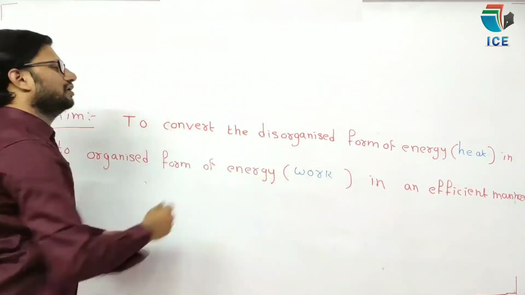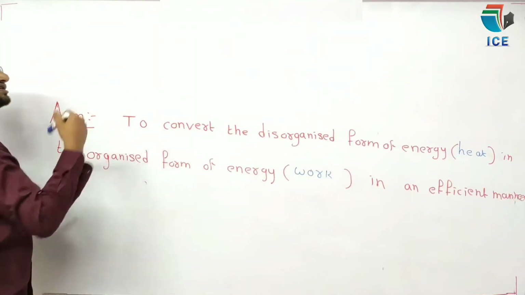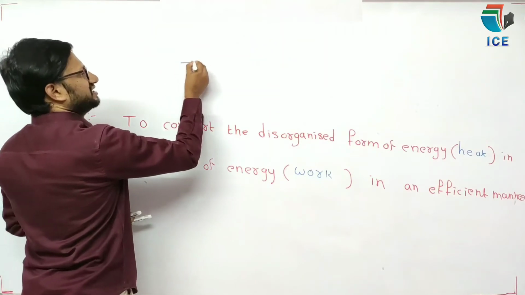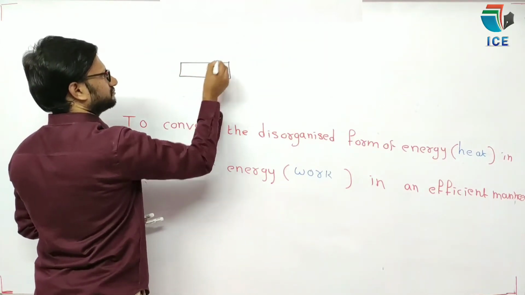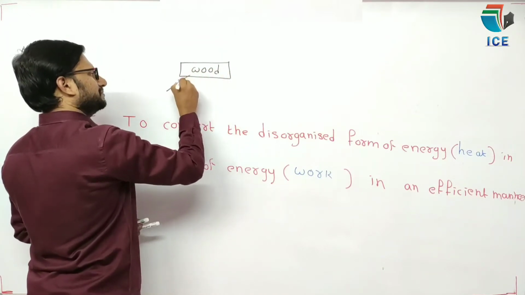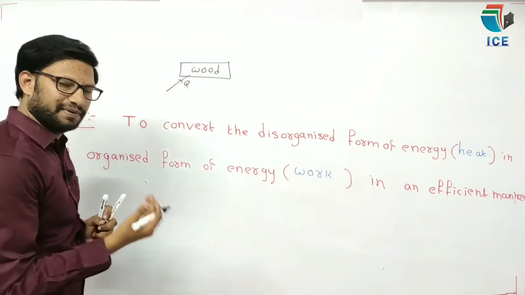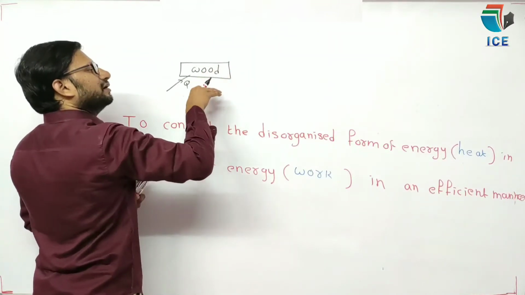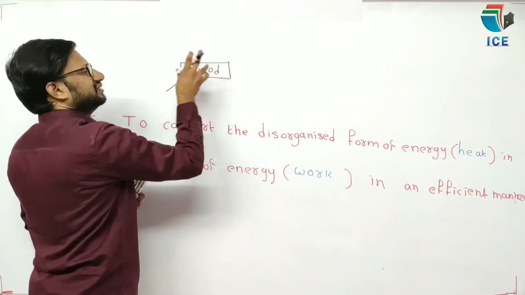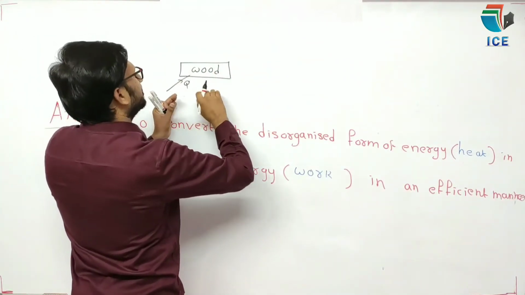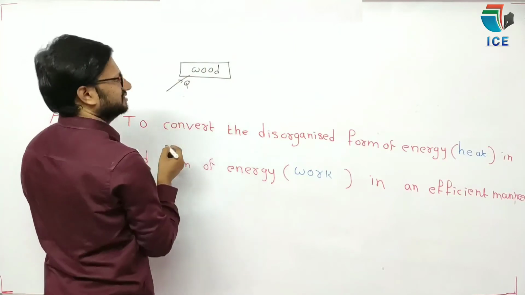Let us see why I called heat a disorganized form of energy. Let us take a wood and supply some heat. What happened? Due to the internal energy of this wood, it will give some heat energy.